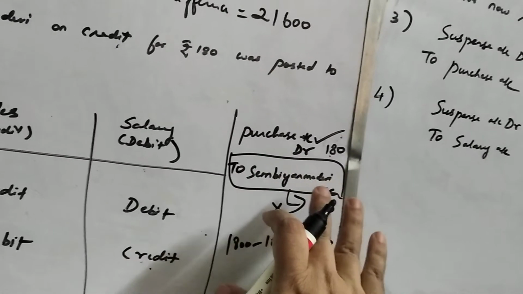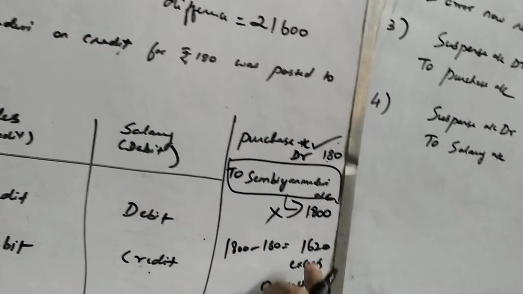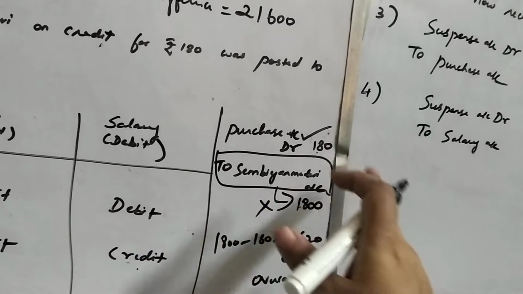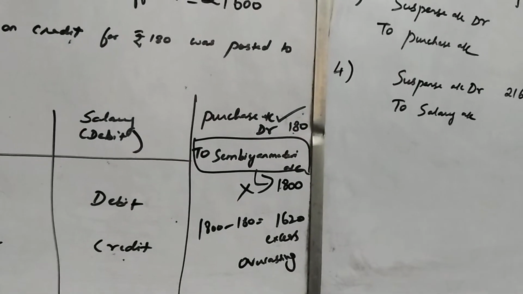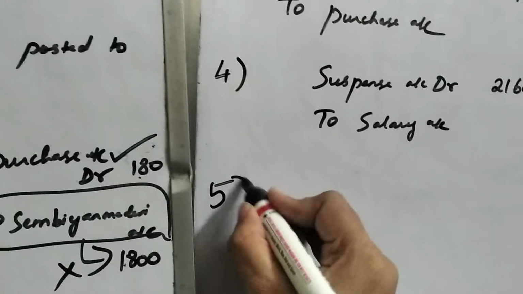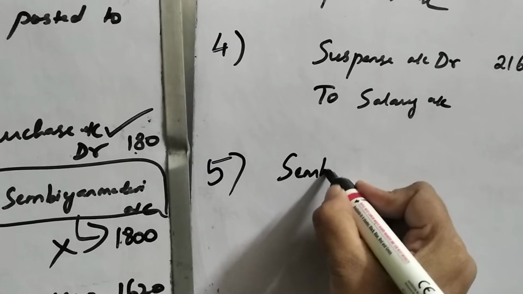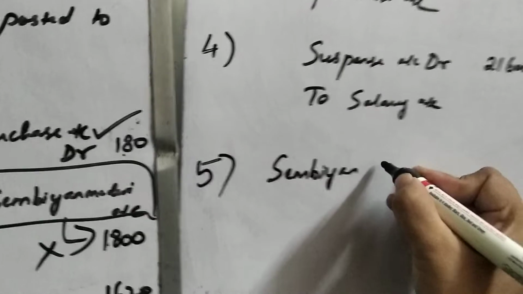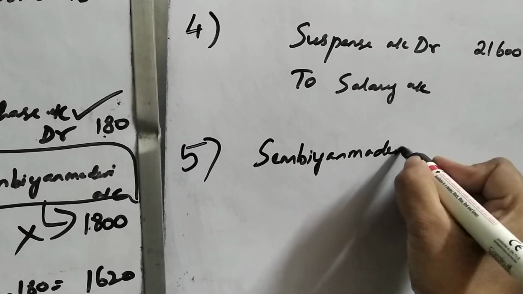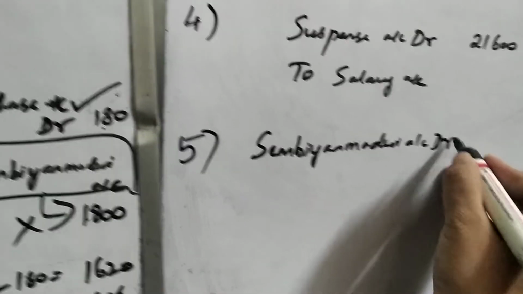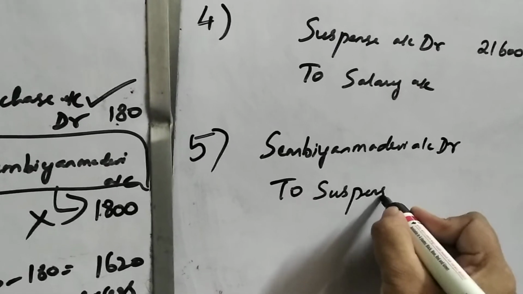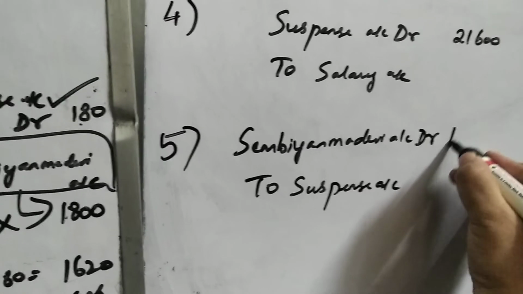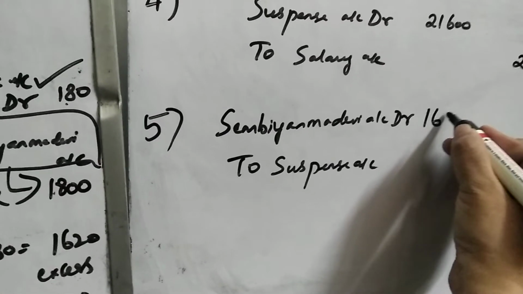So actually, we have to credit Sembi and Madevi. Now, this excess amount, only when you give a debit to Sembi and Madevi, you can rectify the mistake. So, your rectification entry will be Sembi and Madevi account debtor to suspense account 1,620.